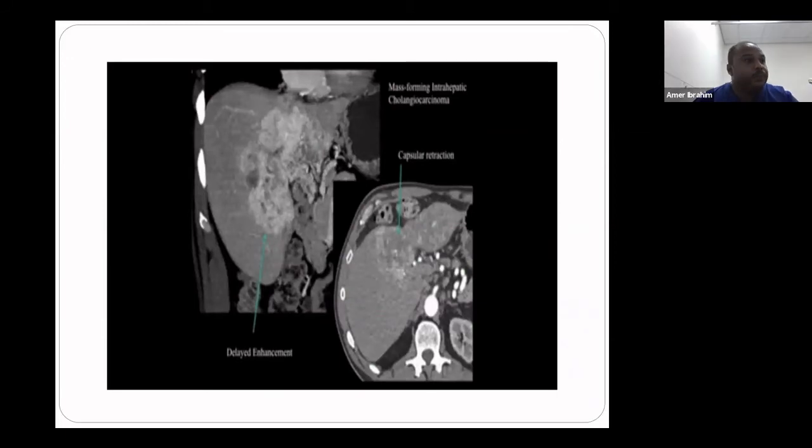If you could see here, this is the cholangiocarcinoma on the CT scan. It's usually not a hypervascular disease, and that's against hepatocellular carcinoma. It's not getting enhancement on the arterial phase. It shows mostly on the delayed phase. It lacks a capsule, and most of the time it's associated with capsular retraction, and this is mostly for the mass-forming intrahepatic cholangiocarcinoma. Again, it's not giving enhancement on the arterial phase, it's enhancing on the delayed phase, and most of the time it's associated with liver capsule retraction.